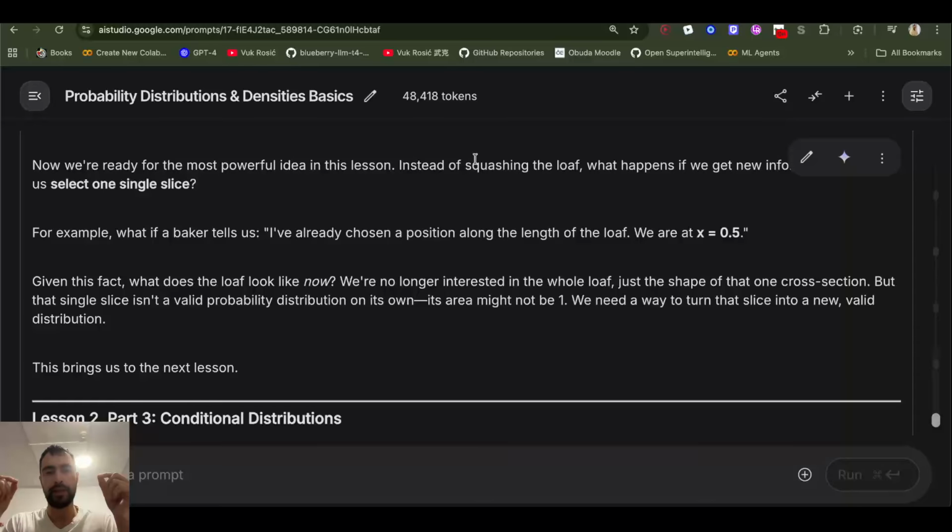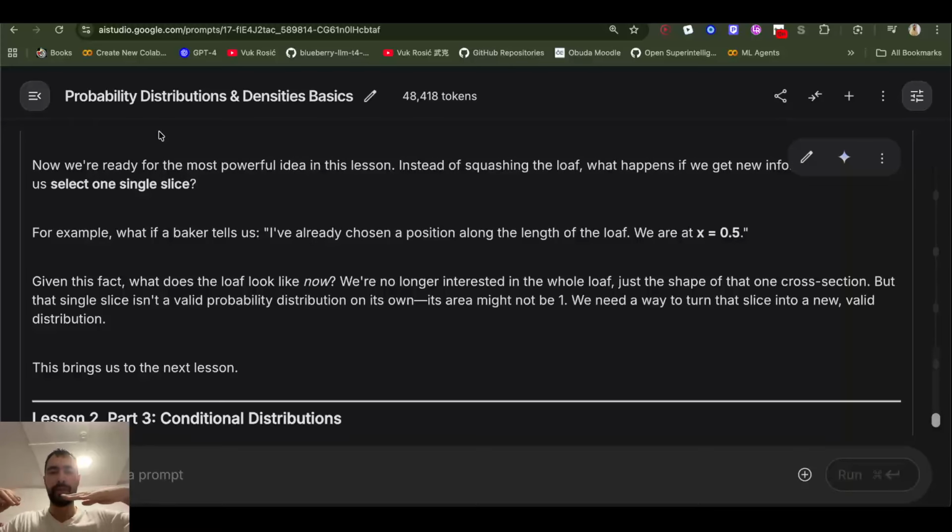Now the bread is going to have a length and width. This can help you imagine the probability distribution of 2 variables, 2 random continuous variables. So what I mean is, let's say we have one variable that corresponds to length, and it goes from 0 to 1. Let's say the bread goes from 0 to 1.